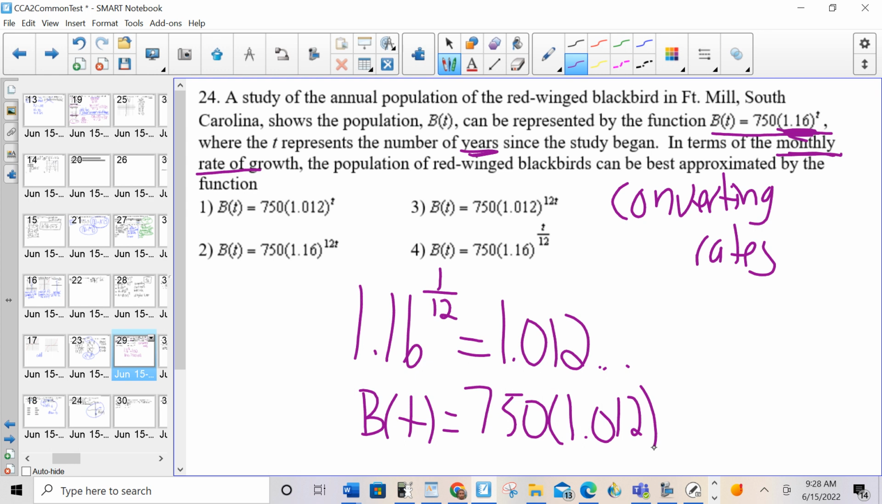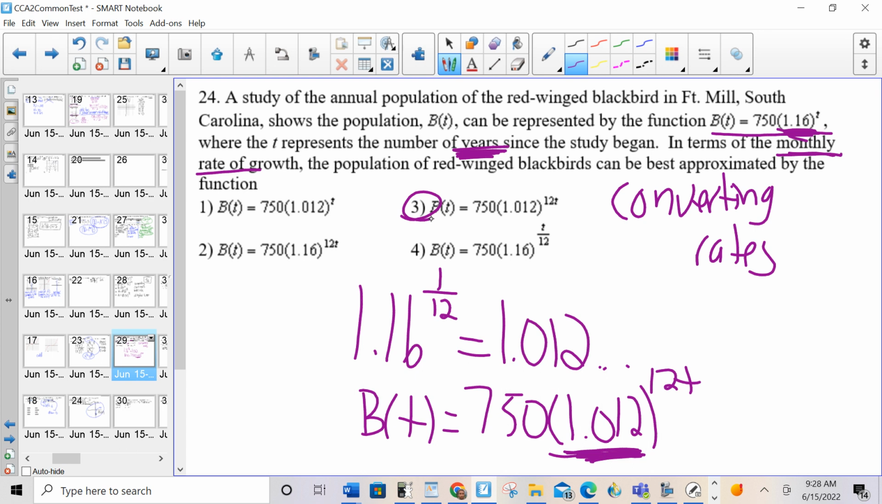Now, the tricky part is the exponent. This is the monthly rate. How many times per year do we get the monthly rate? Well, if I give you a dollar a month, I give you a dollar 12 times per year. I get the monthly rate 12 times per year, one time per month. So the question is, what does the variable represent? The variable represents years. Since the variable represents years, I get the monthly rate 12 times per year. If the variable represented months, then there would just be a T up there. The answer is choice 3.